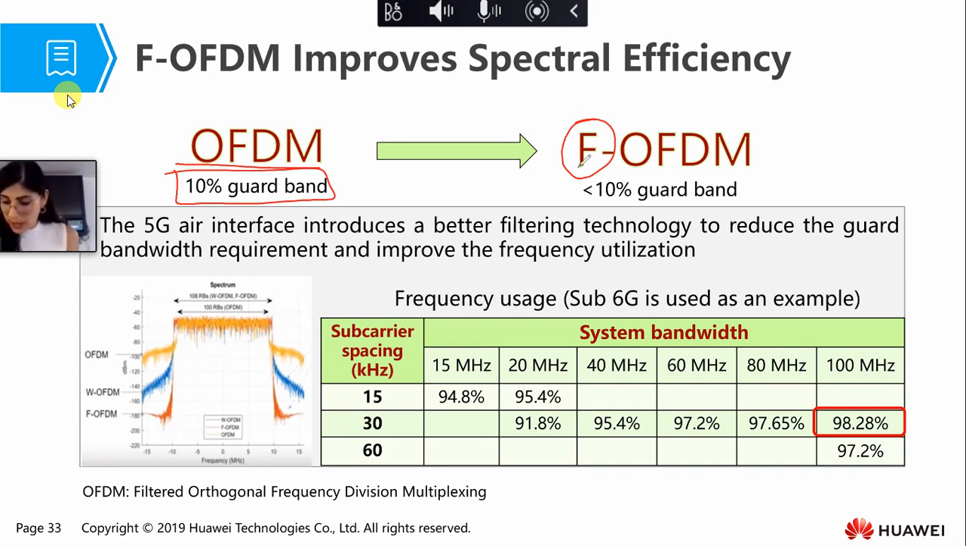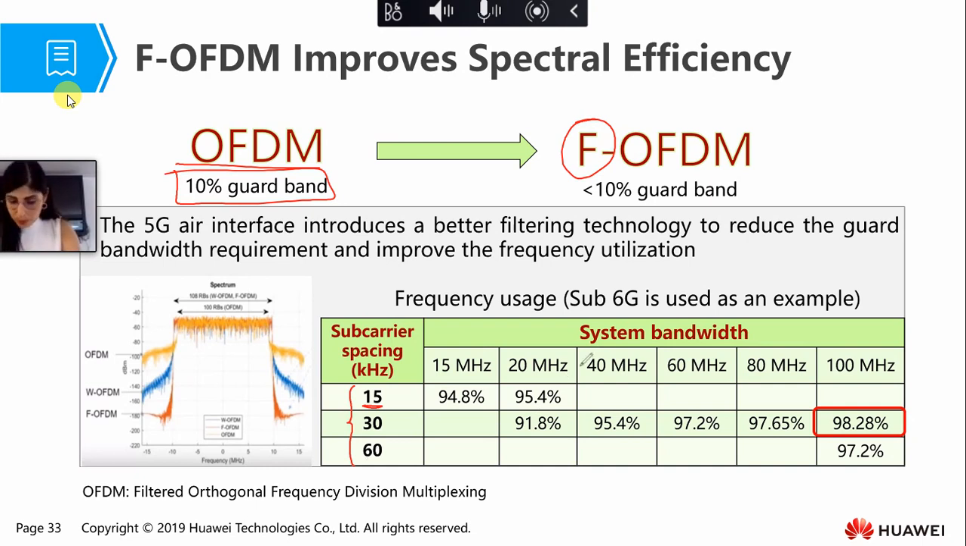But now with F-OFDM, we can reduce the guard band up to, for example, 2%, depending on the system bandwidth and on the sub-carrier spacing. Also, the sub-carrier spacing is a new concept in 5G, because in 4G, we only had one sub-carrier spacing of 15 kilohertz. With 5G, we can have different sub-carrier spacing. So we are going to describe this one too.